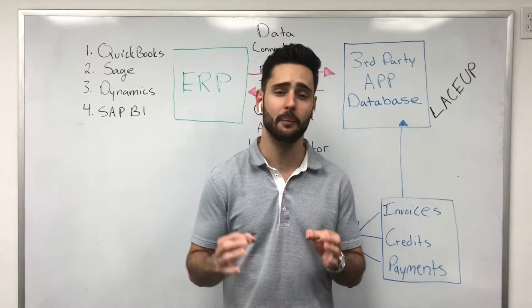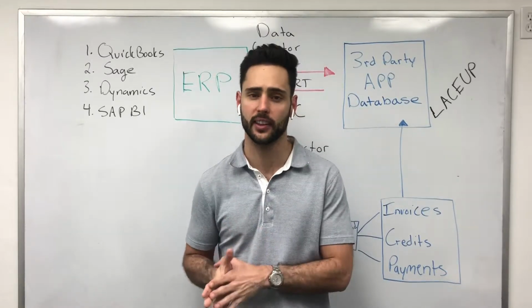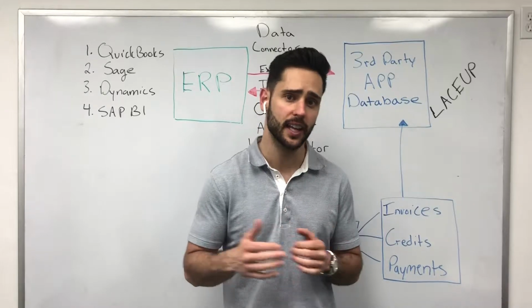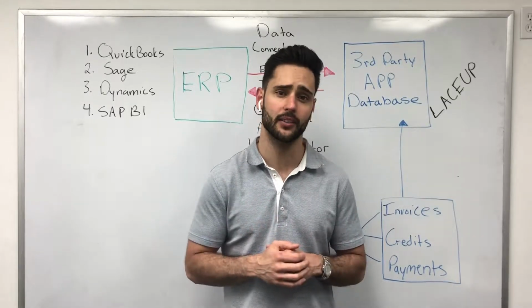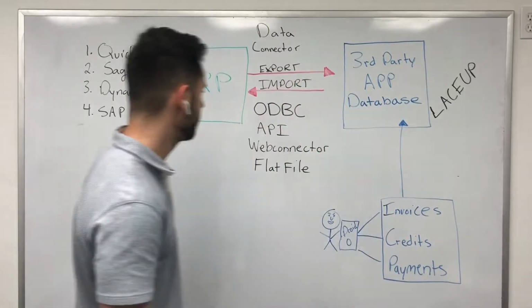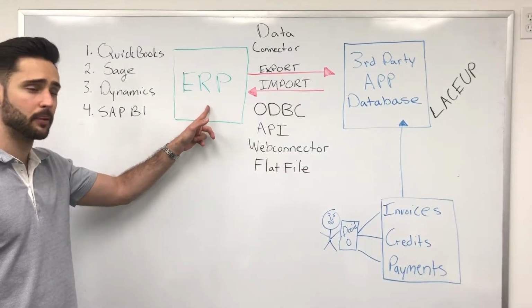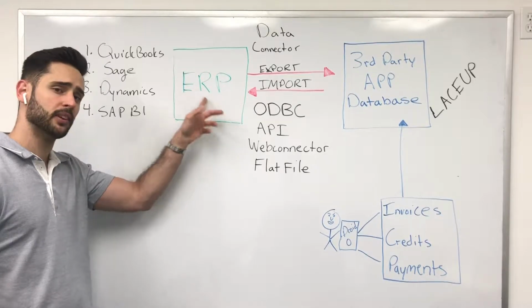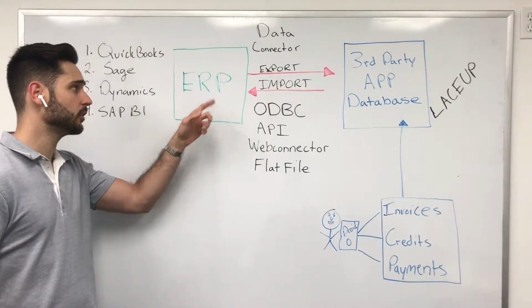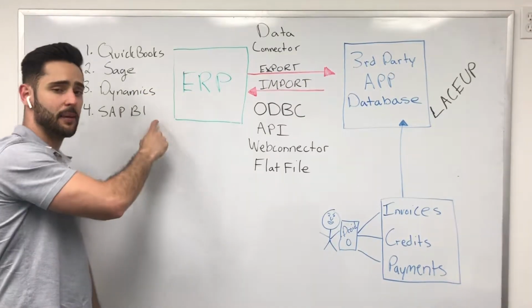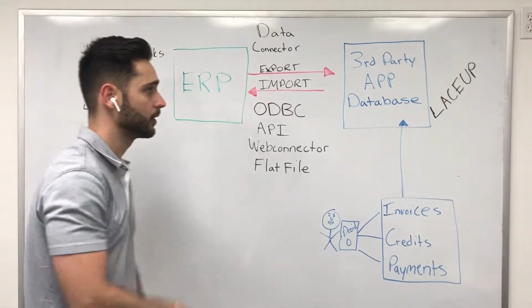But anyways, let me tell you just how we integrate to these systems, as well as any other third-party software, how they integrate with these systems. So let's get right into it. On the board here, you'll see a couple components. Over here, you'll see the ERP system. For the purposes of this demo, the optional ERP systems are QuickBooks, Sage, Dynamics, and SAP Business One.